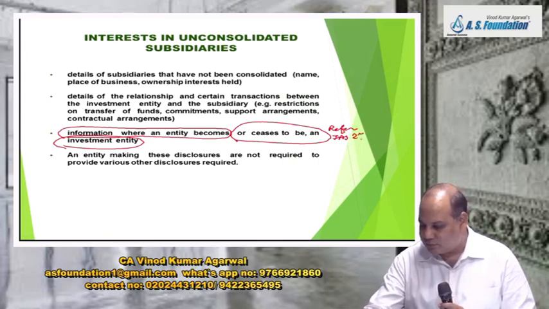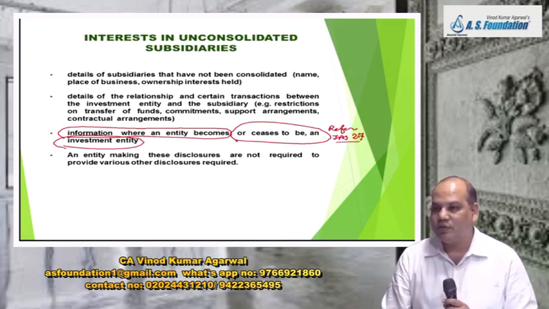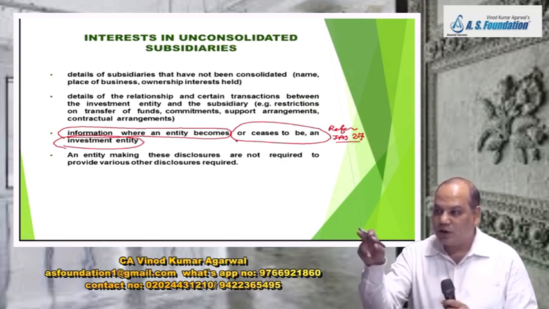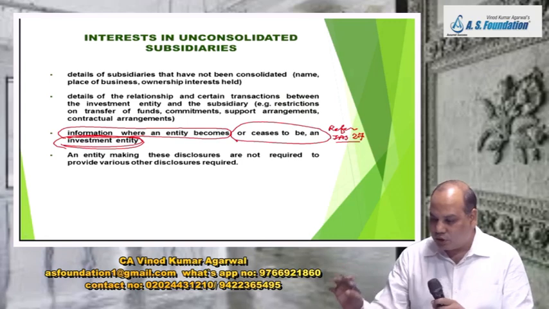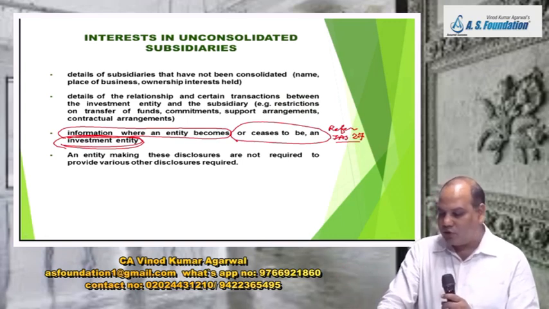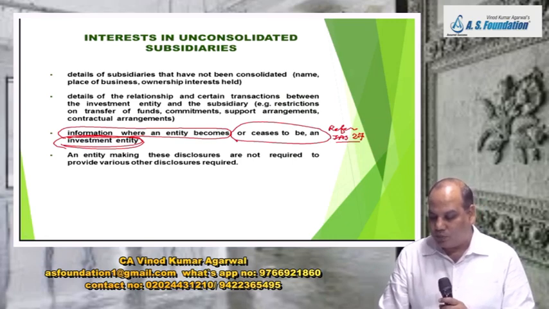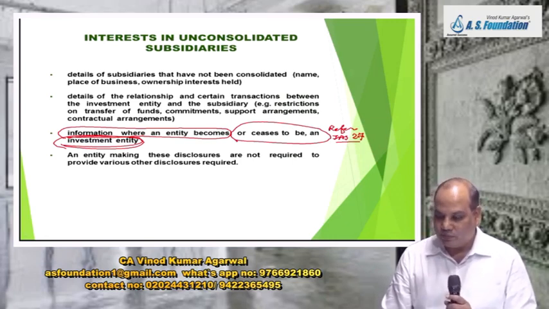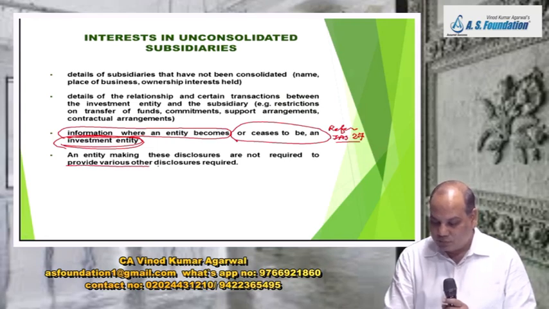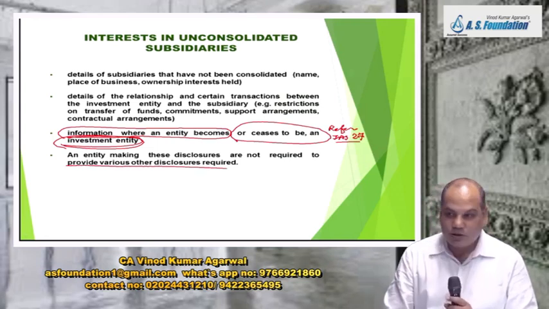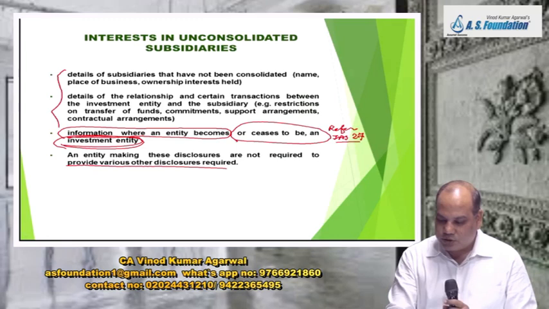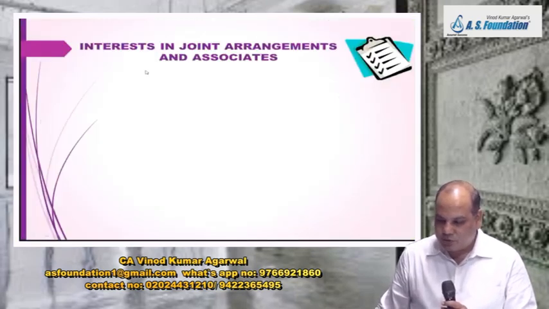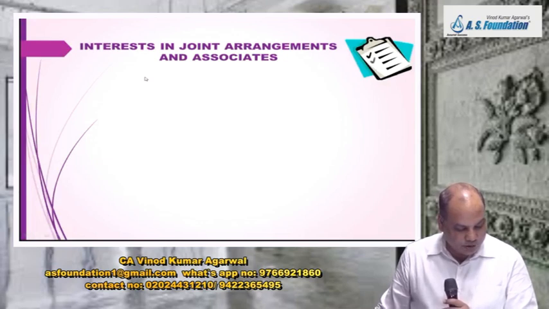Refer IAS 27. Sir, what is IAS 27? We have forgotten. IAS 27, separate financial statement. Last one or two paragraphs there I had given disclosure about investment entities also. So that also has to be read here. An entity making these disclosures is not required to provide various other disclosures required, because you are not following consolidation. So then you don't need to give previous disclosure, interest in subsidiaries. Okay. Because you are not doing the consolidation work. So there is no question of loss of control, change in control, etc.